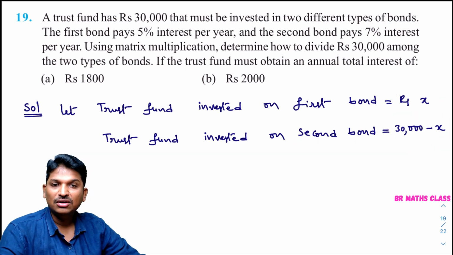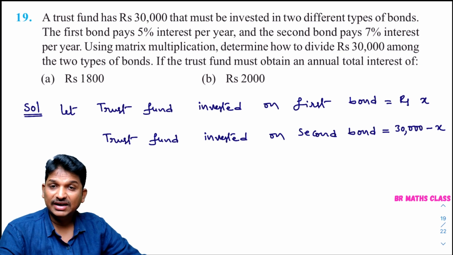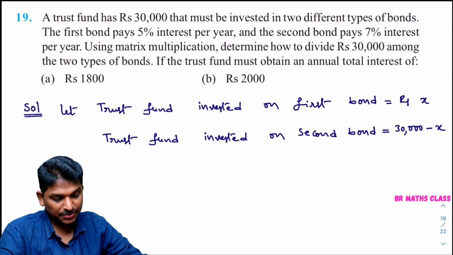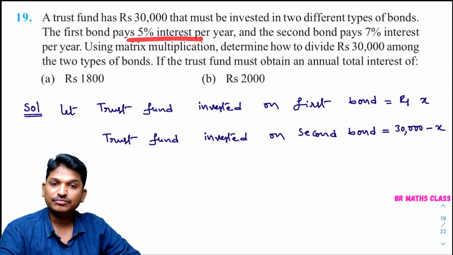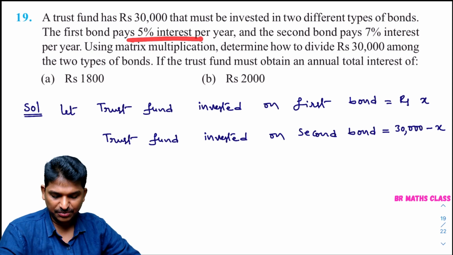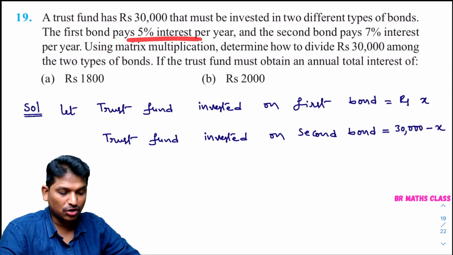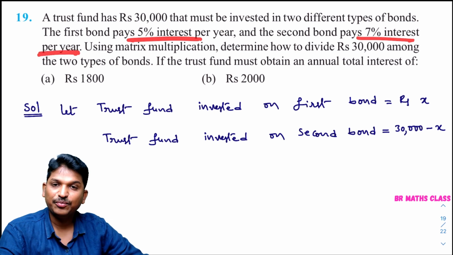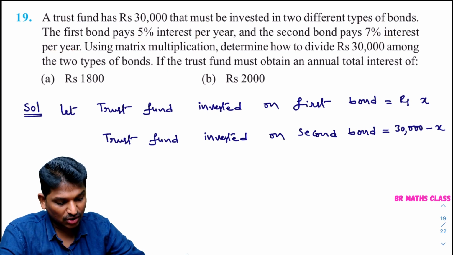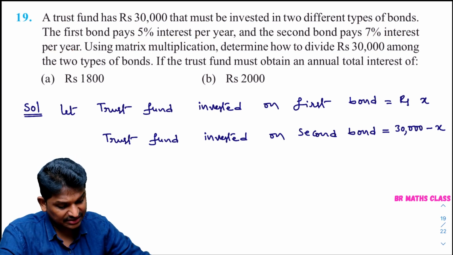Okay. Now what is the criteria here? The first bond pays 5% interest per year, and the second bond pays 7% interest per year. So here, listen to this carefully, I'll write an equation. 5% of x is what?